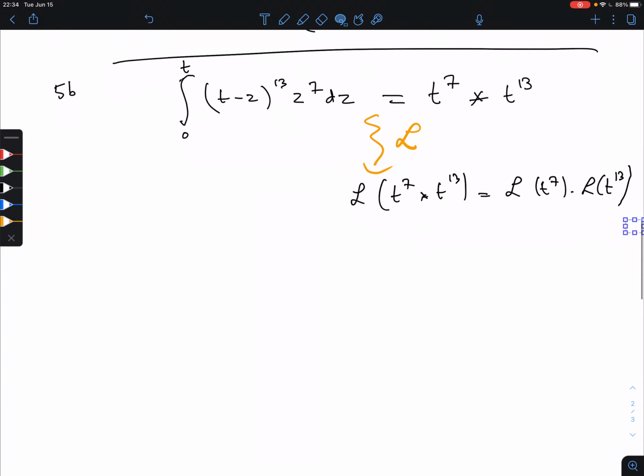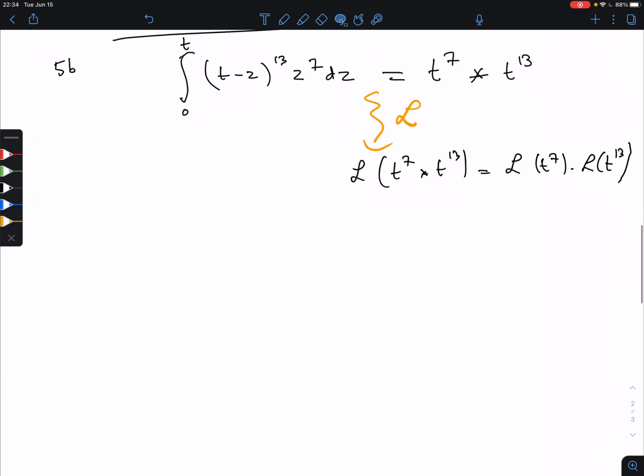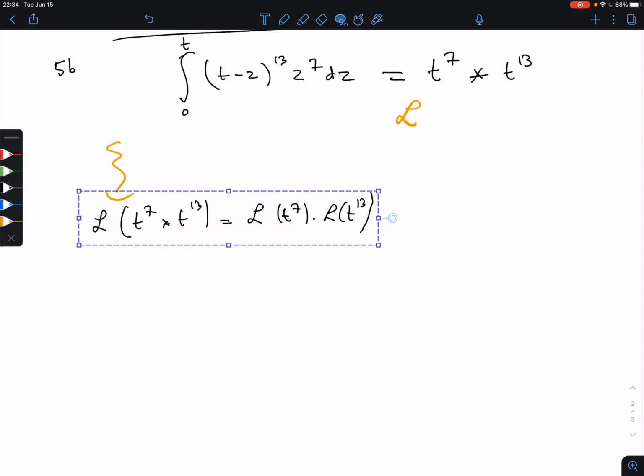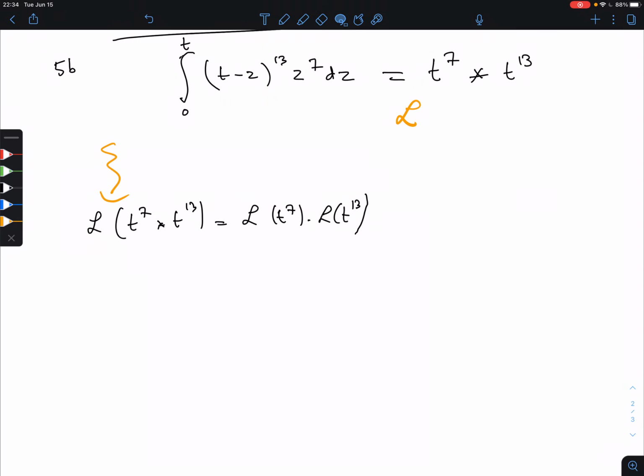Why is this keeping... Okay. Now let's get rid of this error here.